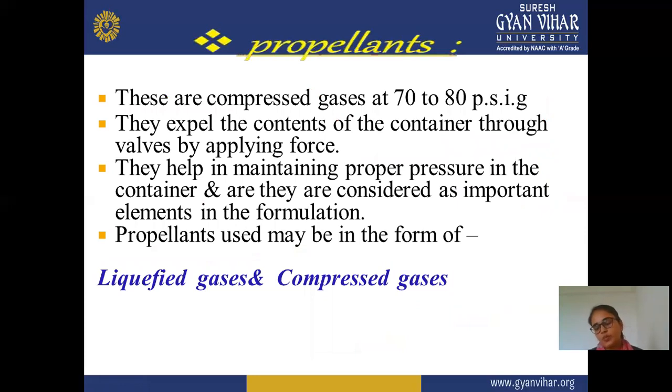One is the propellant. We already saw that these are gases, which are a very important part of your aerosol. Without the propellant, you can't manufacture the aerosol, and it is available in different forms and different types according to requirement. So propellants are nothing but gases. In the propellant part, first are the compressed gases at 70 to 80 psig. Means we are using compressed gases as a propellant, applied at 70 to 80 psig pressure.